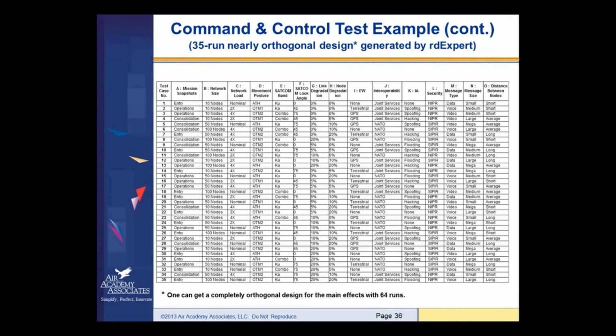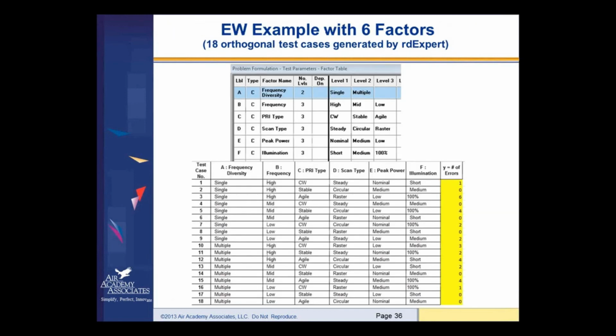Now, will you be able to build a model? Probably not, but you will be able to evaluate those 15 factors where you have the highest risk and the lowest risk. Let me show you that with a final example on electronic warfare. There are 6 factors here, 5 of which have 3 levels: frequency, PR type, PRI type, scan type, peak power, and illumination. All have 3 levels.